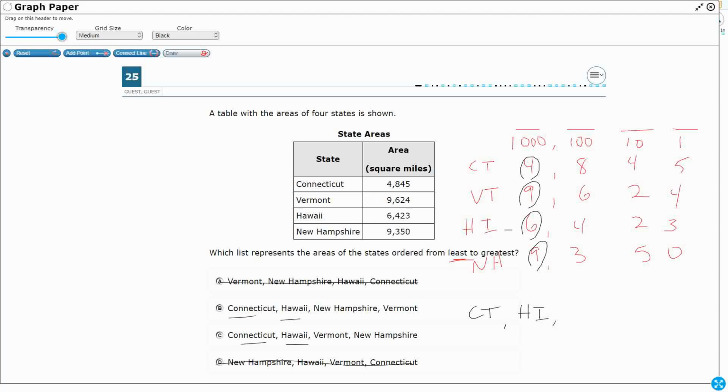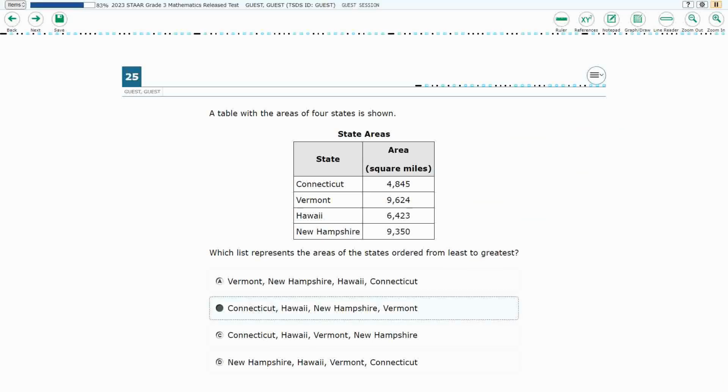Now, my Vermont and New Hampshire are both 9,000. So I've got to go to my next one. I'm looking for the least, right? And I'm looking at 3 and 6, and you see that 3 is smaller than 6, so New Hampshire, and then Vermont. So there we go. I've got it right there. Answer is B. Let's see how we did across the state of Texas.